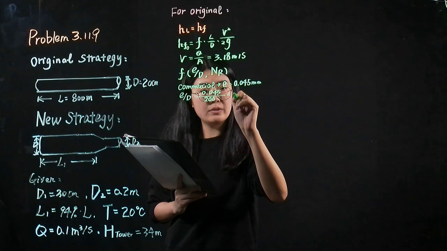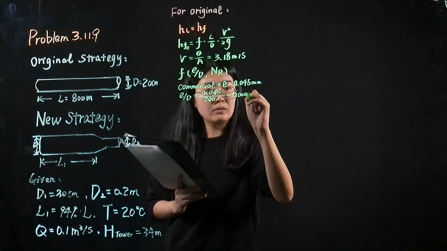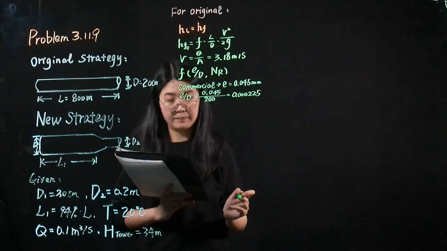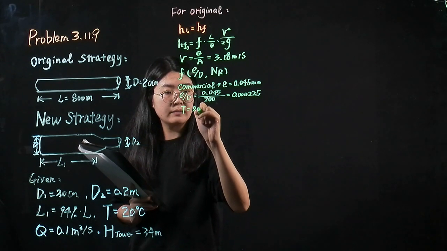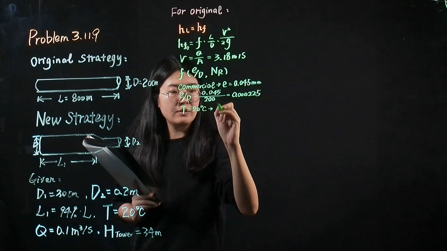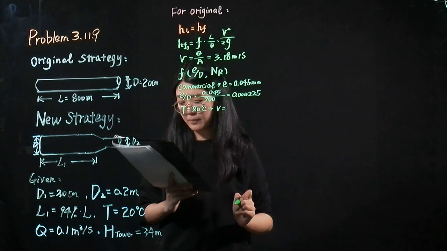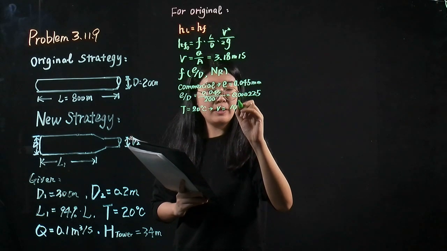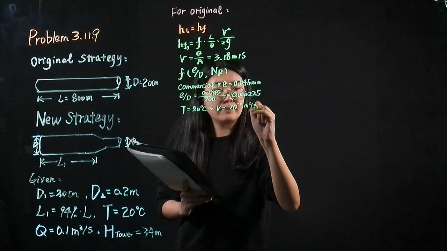Is equal to 0.000225. The water temperature is 20 degrees Celsius, so the kinematic viscosity can be looked up in the textbook. It is equal to 10 to the power of minus 6 square meter per second.